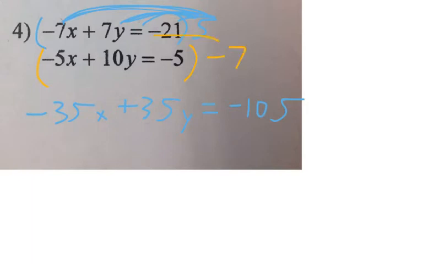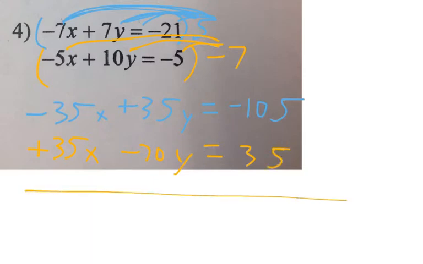Watch what happens. Negative 7 times negative 5 is positive 35x. Negative 7 times 10 is negative 70y. Negative 7 times negative 5 is a positive 35. Positive 35. Okay. Now, why did I do the 5 and the negative 7?